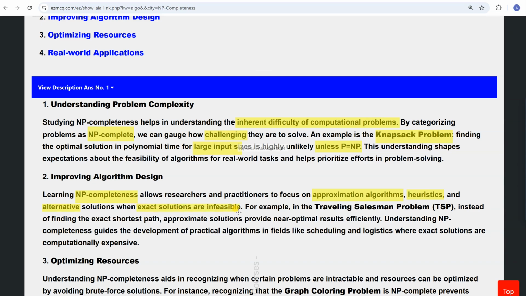For example, for the traveling salesperson problem, which is very popular. Instead of going for the exact shortest path, which starts from a point and returns to that point by covering all the points, like cities where a courier service has to drop or pick up packages, we go towards approximate solutions, providing near optimal results efficiently.